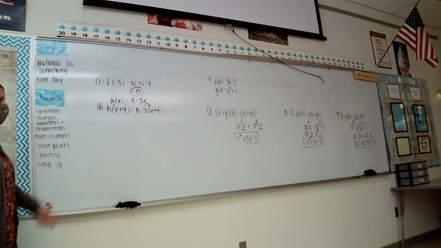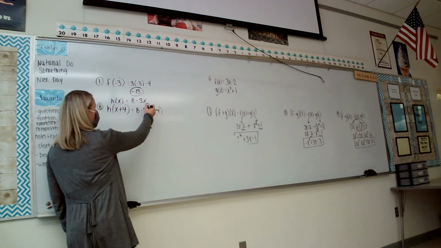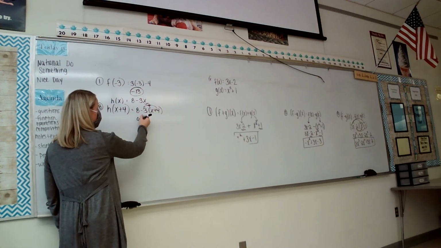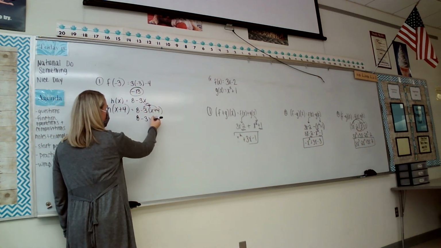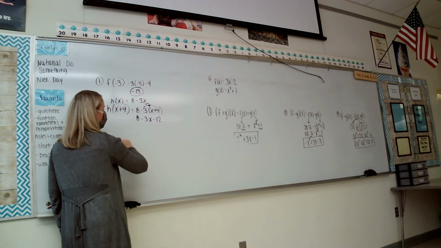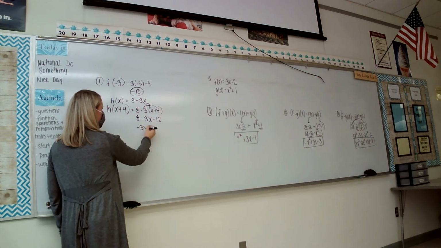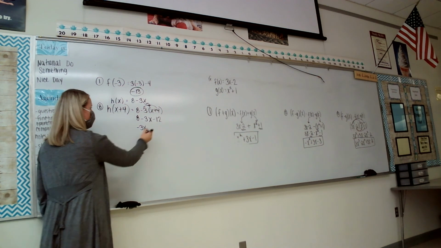Then you just do as much simplifying as you can. We hopefully see that we can distribute here. That gives me 8 minus 3x minus 12. And then in standard form, when I combine, that would be what? Negative 3x minus 4.